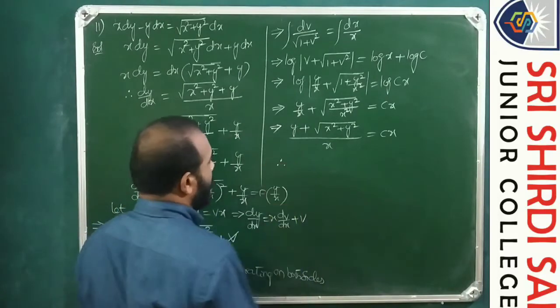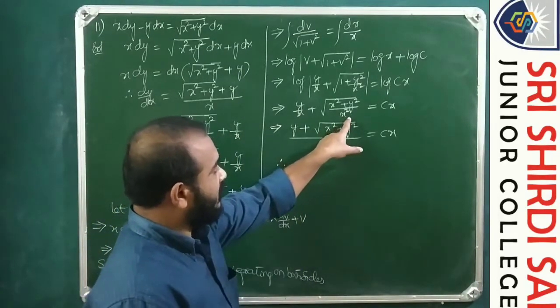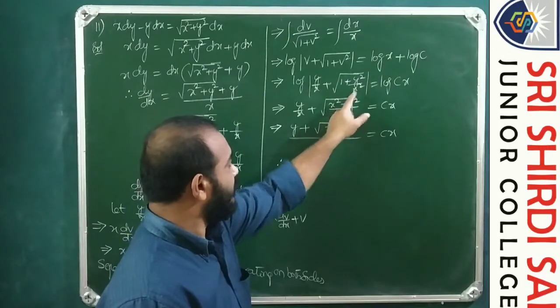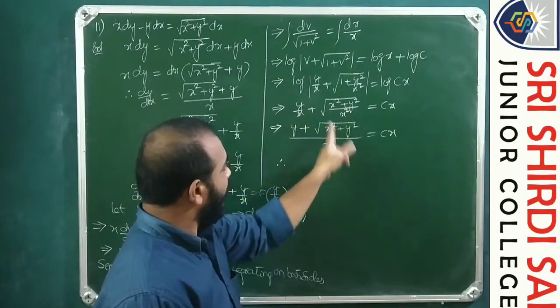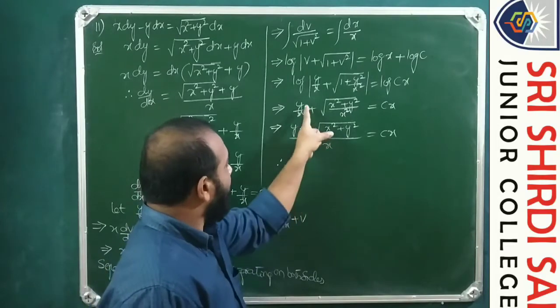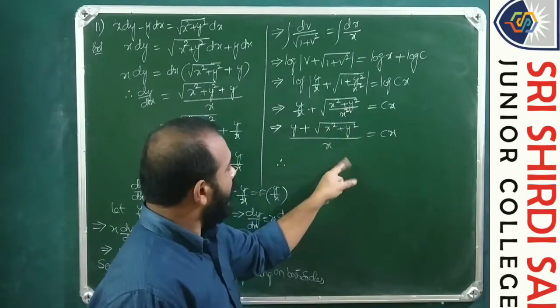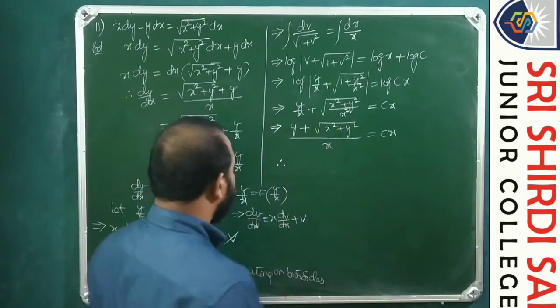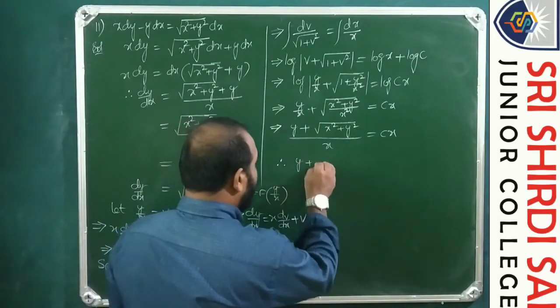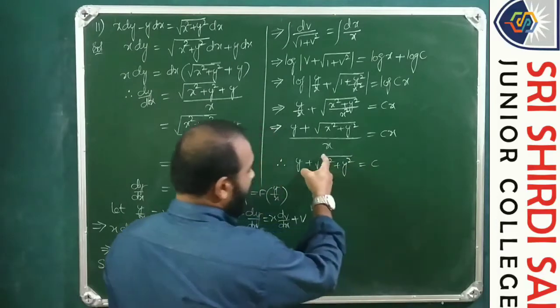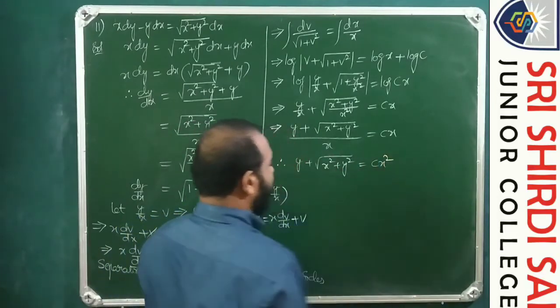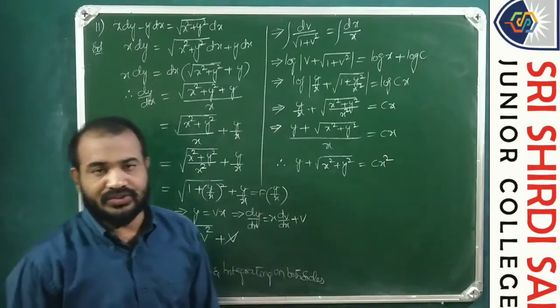Therefore, because this is x square, the square root gets cancelled, x. So for both of these, x is the LCM. So y plus square root of x square plus y square, by x, is the LCM. Therefore, y plus square root of x square plus y square is equal to c, x into x is x square, cx square is the required solution.